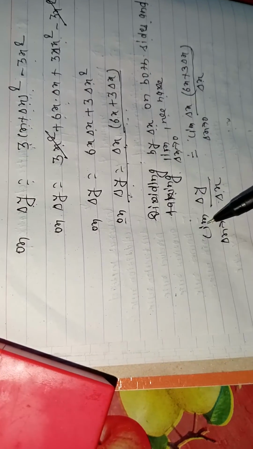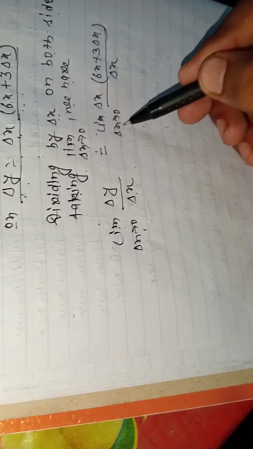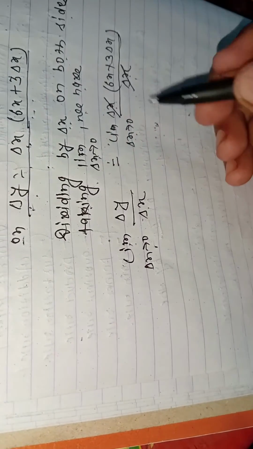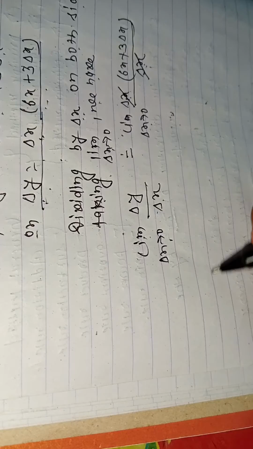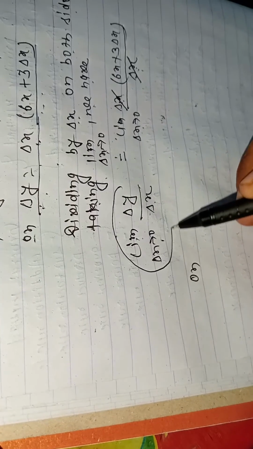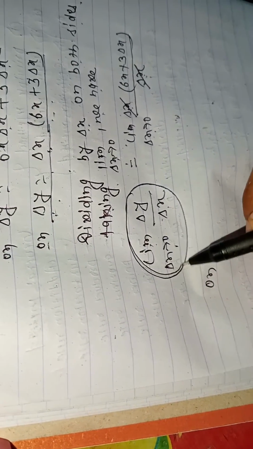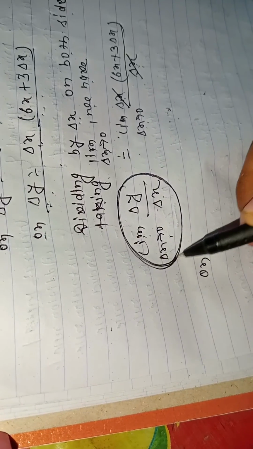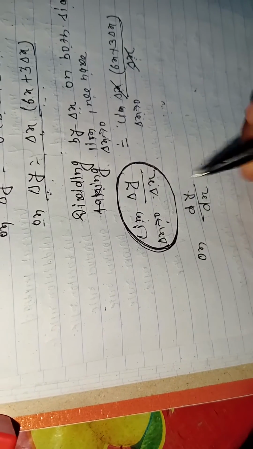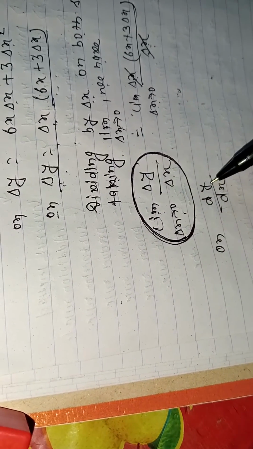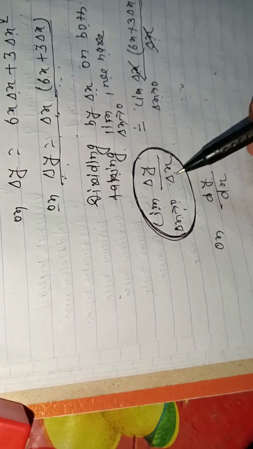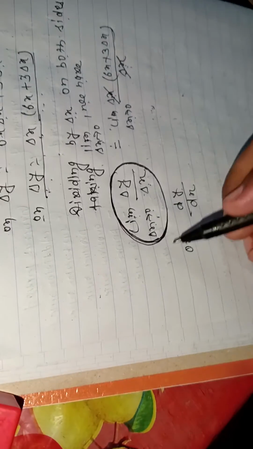On the right side you can write limit delta x tends to 0 of delta x by delta x. So simply you divide, cut down delta x and delta x. Now remember here, limit delta x tends to 0, delta y by delta x. In the previous lecture I had told you, either you write this or you write dy by dx, both are same. It is in the limit form and it is without limit form. So limit delta x tends to 0 of delta y by delta x, or dy by dx, both are same.